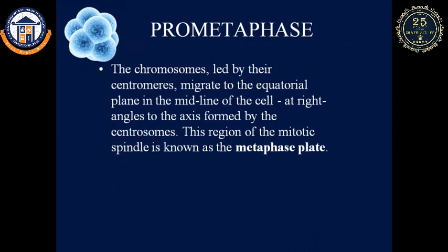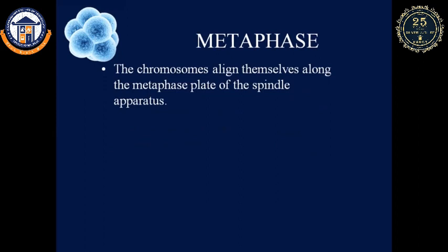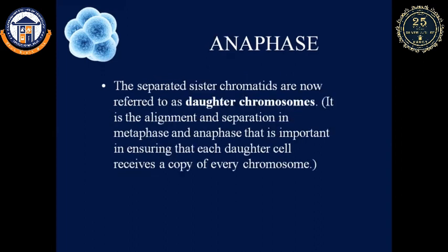The equatorial region of the mitotic spindle is known as the metaphase plate. In prometaphase, the spindle fibers get bound to a structure associated with the centromere of each chromosome, called the kinetochore. The individual spindle fibers bind to the kinetochore structure. The chromosomes continue to condense. At metaphase, the chromosomes align themselves at the metaphase plate of the spindle fiber apparatus, and at anaphase, the sister chromatids, which have four arms, get divided into two arms and go to the opposite poles at the end of the region. The separated sister chromatids are now referred to as daughter chromosomes, and the nucleus gets divided.